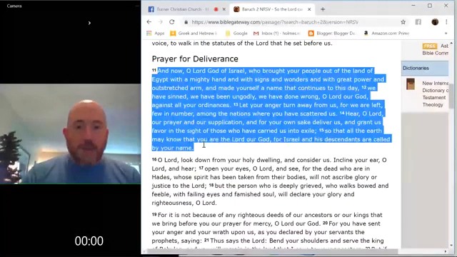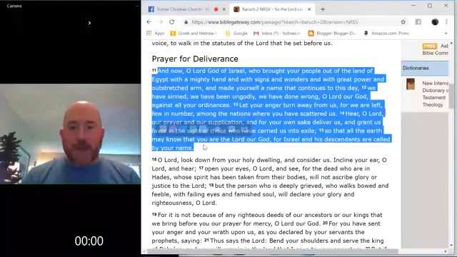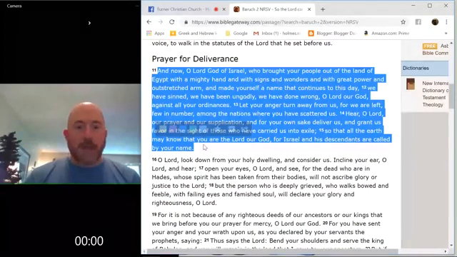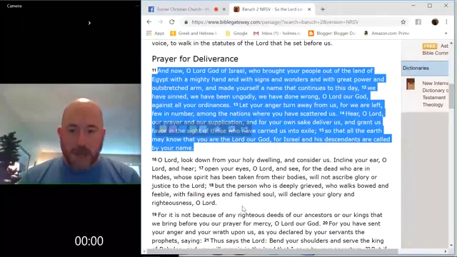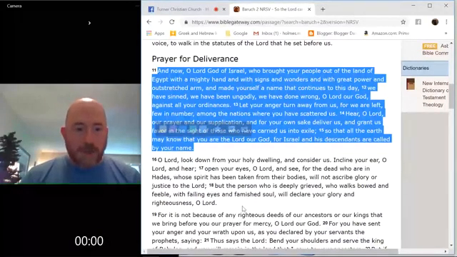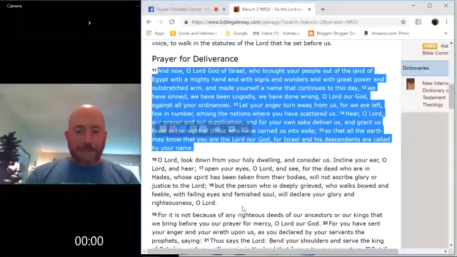Here in verse 11, "And now, O Lord God of Israel, who brought your people out of the land of Egypt with a mighty hand and with signs and wonders and with great power and outstretched arm, and made yourself a name that continues to this day. We have sinned. We have been ungodly. We have done wrong, O Lord our God, against all your ordinances. Let your anger turn away from us, for we are left few in number among the nations where you scattered us. Hear, O Lord, our prayer and our supplication, and for your own sake deliver us, and grant us favor in the sight of those who have carried us into exile, so that all the earth may know that you are the Lord our God, for Israel and his descendants are called by your name."